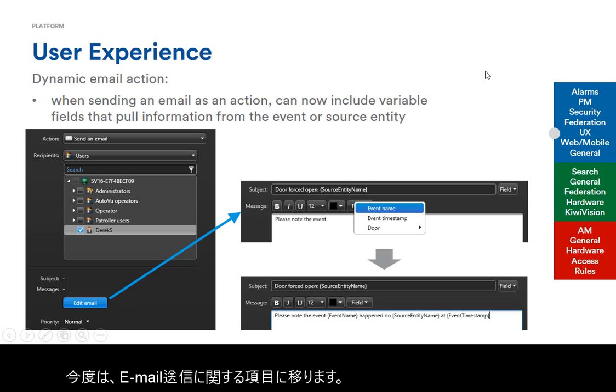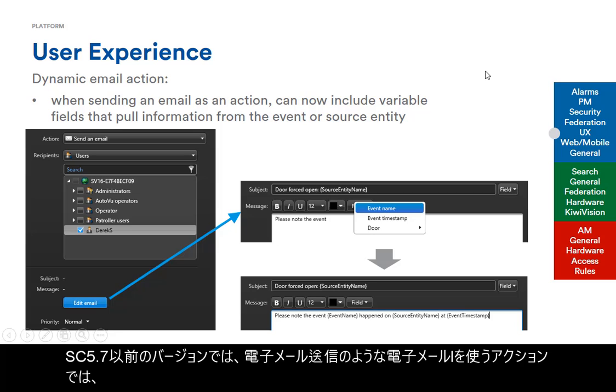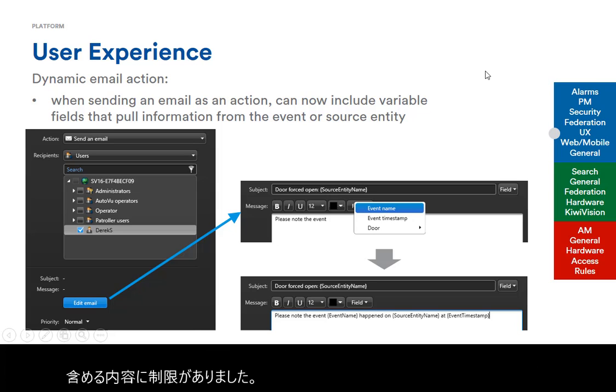Okay, talking about emails, prior to 5.7, whenever we used an email action, like send an email, we were kind of limited to what we could say in that email. So if it was a very specific action based on a specific event, yeah, we could put in the email that, you know, we had a fight break out, but we couldn't really give much more information than that.